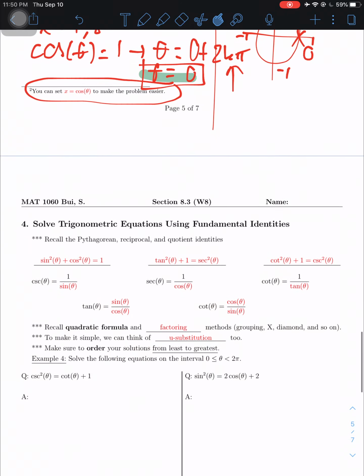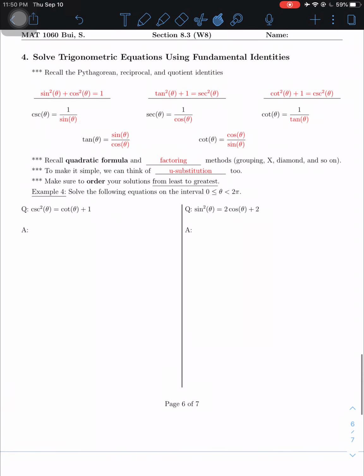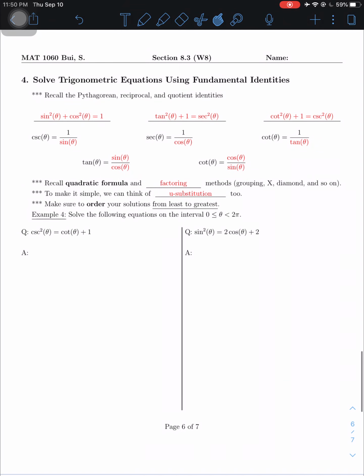Okay, moving on to the very last objective of the day, because 5 is optional. Solve trig equations using fundamental identities. Just a heads up, it's going to be a little bit hard, but we can pull through this. We can do this, okay?